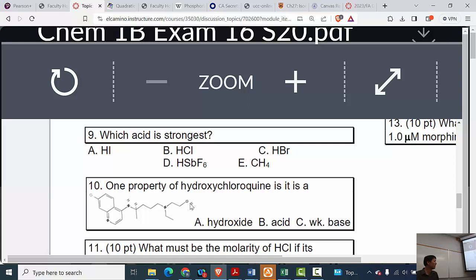So I said, is it a base, hydroxide, strong base? Is it an acid? Not all hydroxides are strong bases. Just the soluble hydroxides are strong bases. But anyway.